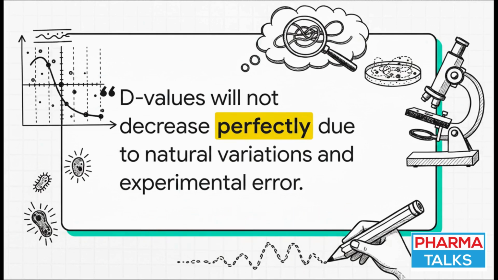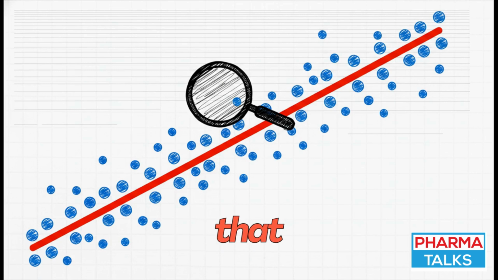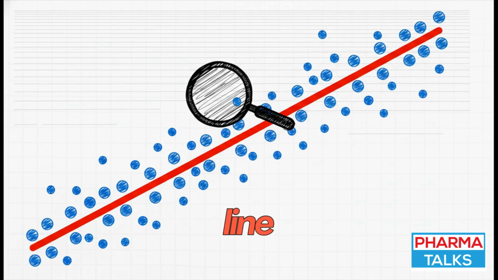I want to emphasize this because nature is messy, right? It's unpredictable. We can't expect a perfect textbook exponential decrease in a real-world lab, which is exactly why we have to rely on a statistically correct line of best fit to accurately represent what our physical data points are actually doing. Because those d-values are plotted logarithmically, that messy exponential form actually straightens right out and looks like a straight line on our semi-logarithmic paper.